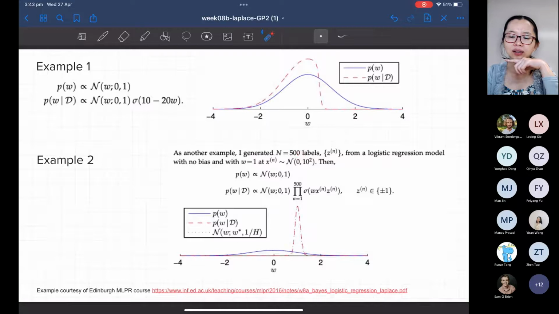Now in this other example, there are 500 data points from a logistic regression model with no bias. And the weight prior is still standard Gaussian. And now there's this multiplicative term. As we can see, the prior of the weights is really spread after seeing 500 data points. The posterior given the data, the true posterior, is actually quite symmetric looking. And if we fit a Gaussian using the Laplace approximation, we cannot essentially eyeball the difference. So this is pretty good, and this is due to CLT, thanks to CLT.